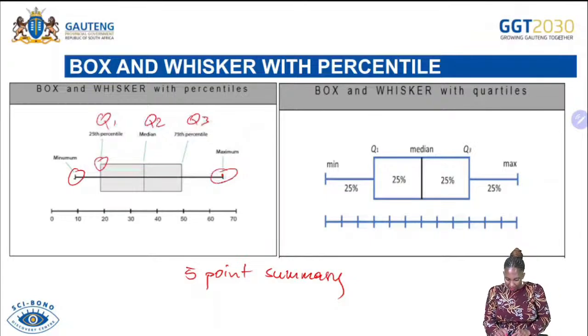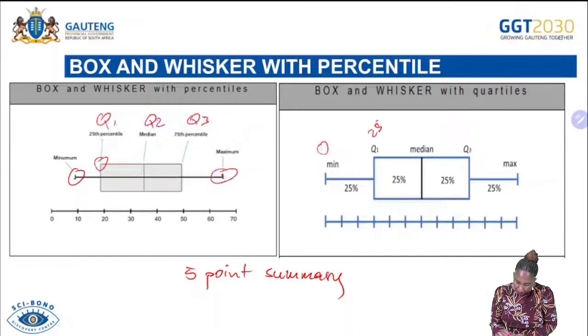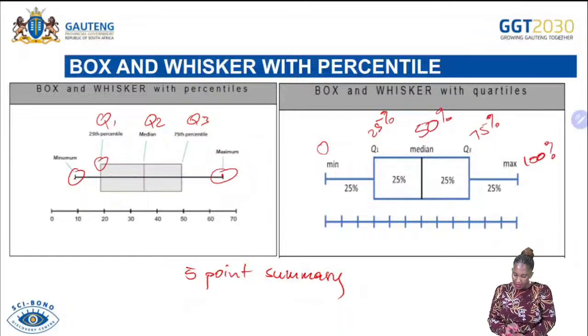So even this side, as you can see on the box and whiskers with percentiles, and box and whiskers with the quartiles. So remember, I said here it will be 25, 25, 25, 25. So meaning here it will be my 0, here will be my 25, and then here will be my 50%, 75%, and my 100%. Now, it's so interesting when you deal with this, because information is there.